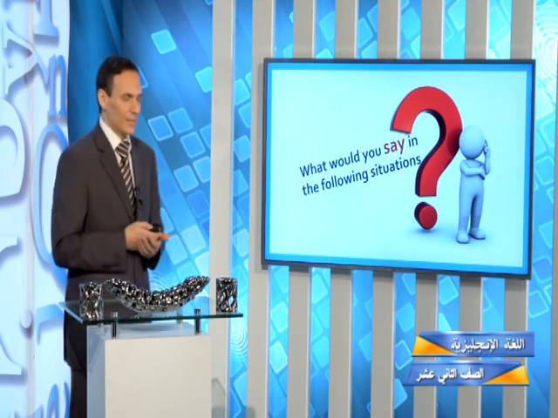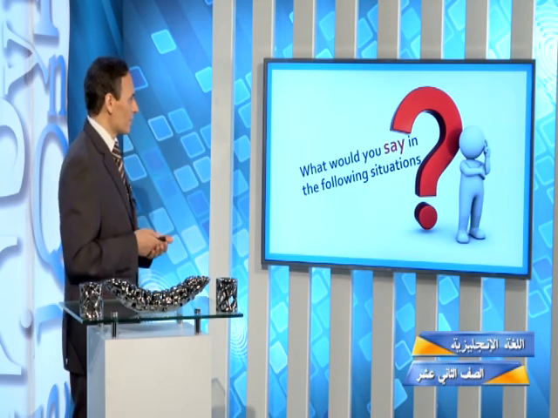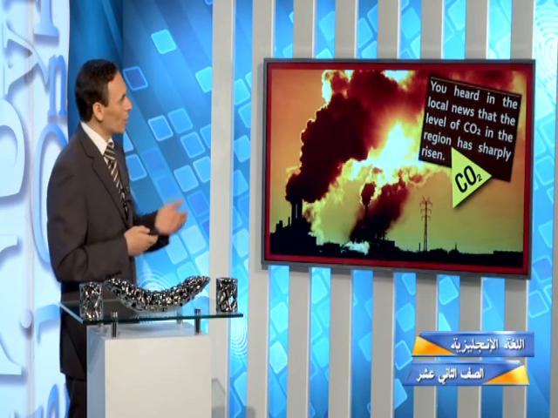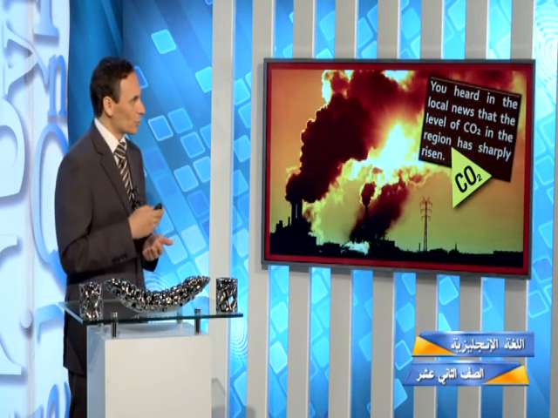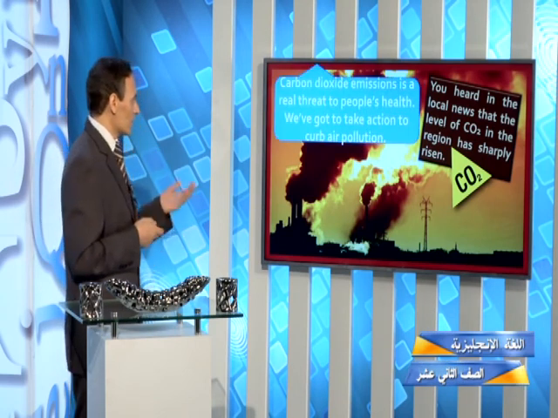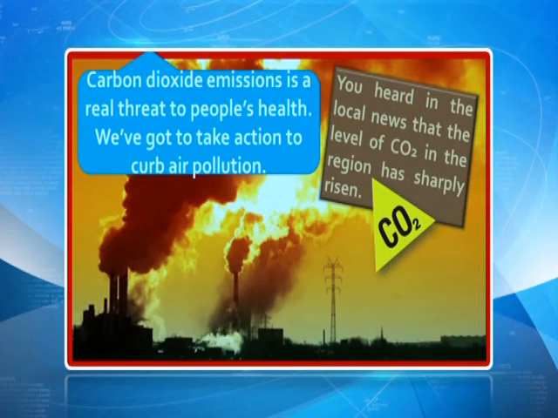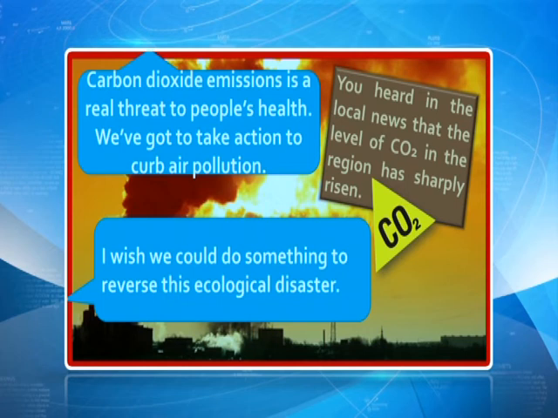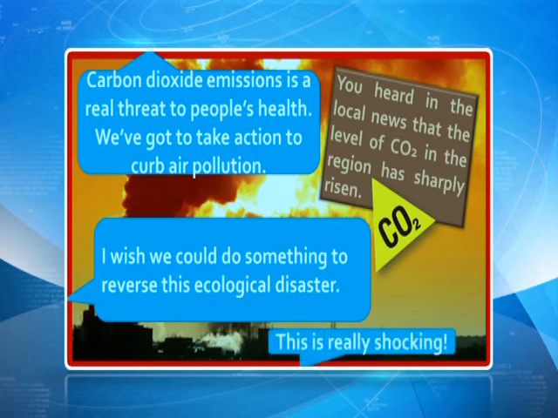Now let's move to the practical part. What would you say in the following situations? Here is the first situation. You heard in the local news that the level of CO2, carbon dioxide, in the region has sharply increased or risen. So what could be said here? You can say carbon dioxide emissions is a real threat to people's health. We've got to take action to curb or decrease air pollution. You can also say, I wish we could do something to reverse this ecological problem or disaster. You might also think of a different way and say, this is really shocking.